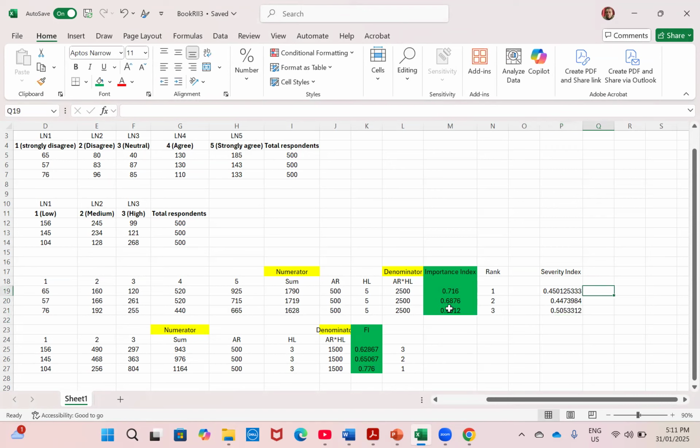Good. So based on this, we can now do the proper ranking of the severity index, then interpret. Based on this, this is going to be the first one. This is going to be second, and this is going to be third. So that means according to our analysis, the environmental issues rank the highest. It is very dear to the heart of respondents. They see that to be more severe.